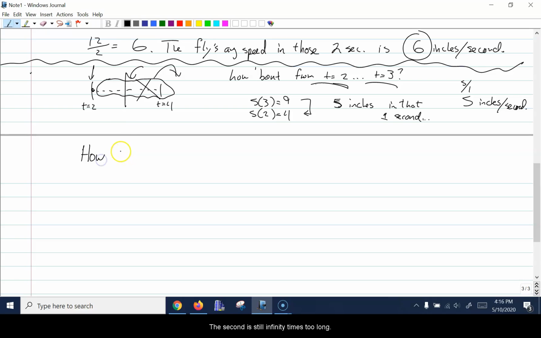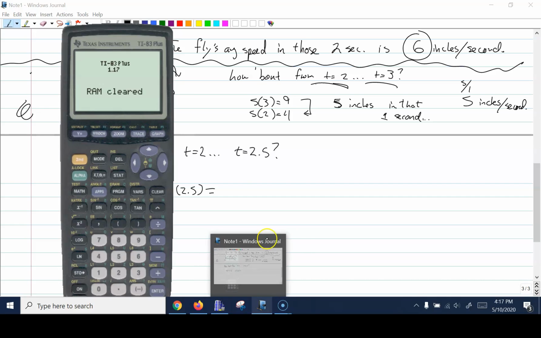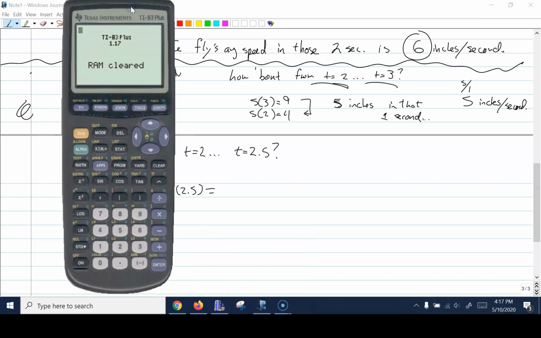But a second is still infinity times too long. I can ask how about from t equals 2 to t equals 2.5. I can ask about half a second. I take S of 2. I take S of 2.5. What's 2.5 squared? 2.5 squared is 6.25.